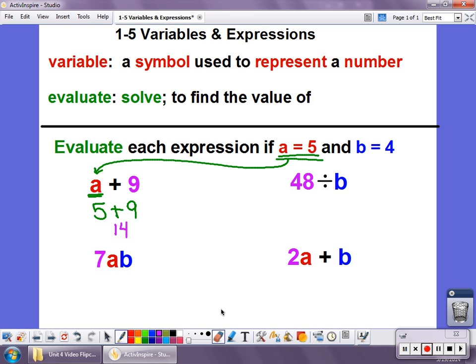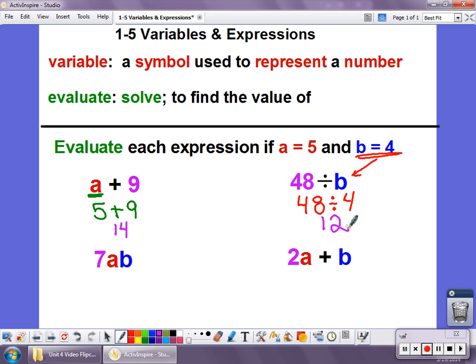Okay, let's do the same thing for our second expression here. This time we have 48 divided by b. We know that b is 4. So what I'm going to do is take that 4 and plug it in for b. So instead of 48 divided by b, I have 48 divided by 4. And 48 divided by 4, we know is 12. All right, let's keep going.